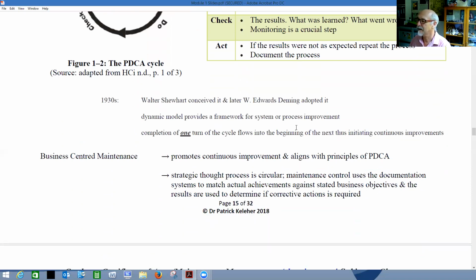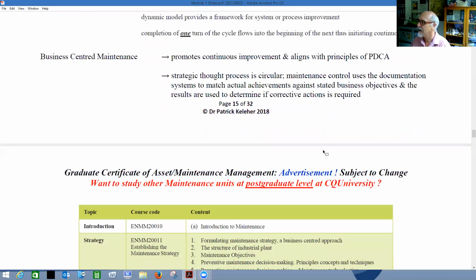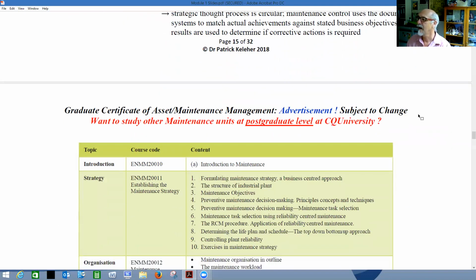Business-centred maintenance promotes continuous improvement and aligns with the principles of PDCA. The strategic thought process is circular. Maintenance control uses the documentation systems to match actual achievements against stated business objectives, and the results are used to determine if corrective action is required. Those corrective actions may, as I say, change your maintenance scheduling for that particular vehicle, or particular line of vehicles, whatever it might be. So it's going to influence those things.